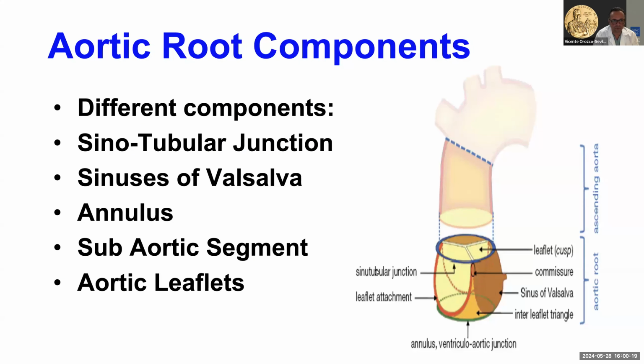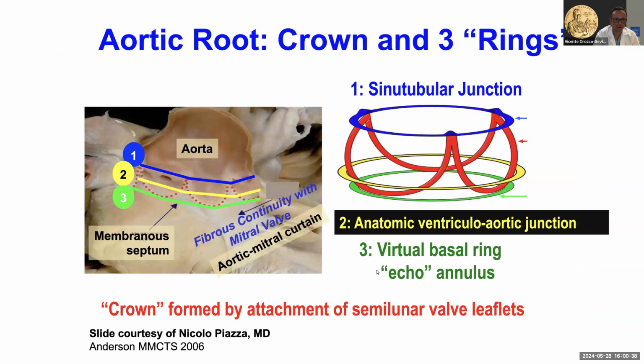So first, talking about the root, we have to understand what the aortic root components are. The aortic root is pretty much a unit that has a sinotubular junction, the sinus of Valsalva, the annulus, the subaortic segments, and the aortic leaflets. These are all the components when we talk about the aortic root.